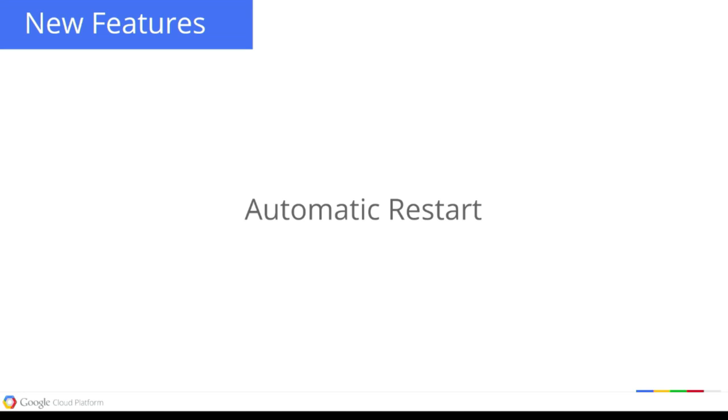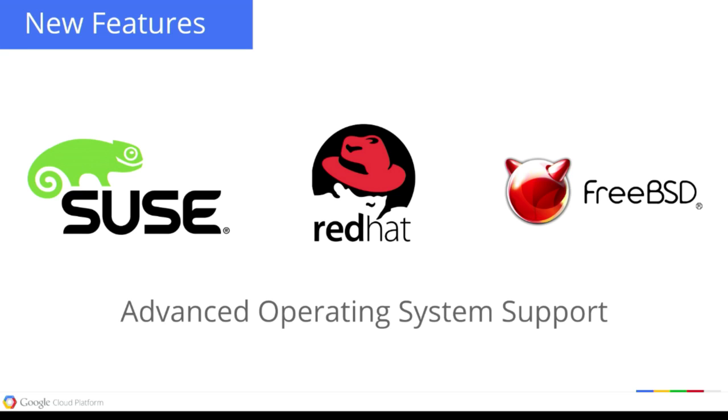Now, turning to operating systems, until now we've supported Debian and CentOS-based virtual machines. Well, today we're opening that up. Not only can you run FreeBSD, you can run any out-of-the-box Linux distro. And with one click in the admin console, you can launch SUSE or Red Hat virtual machines directly. SUSE and Red Hat are in limited preview, and the other Linux distros are available today.